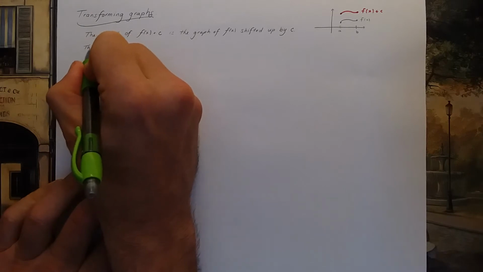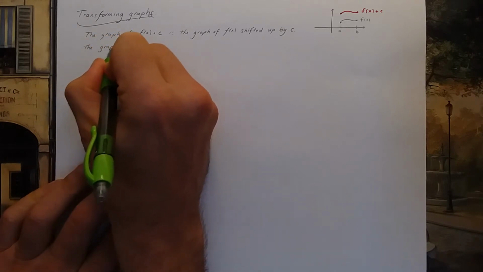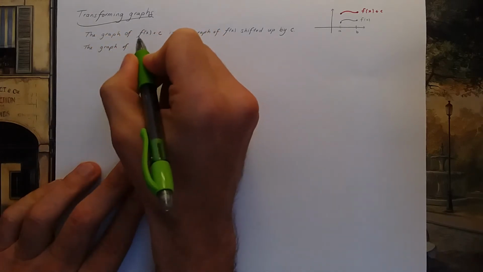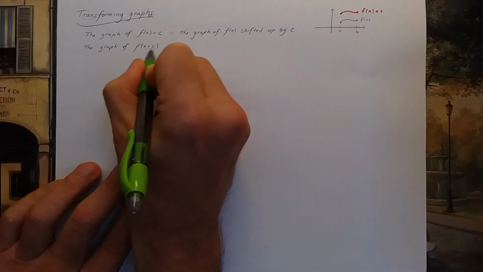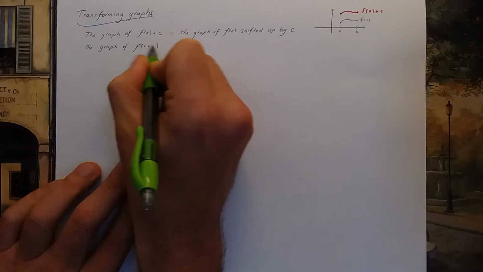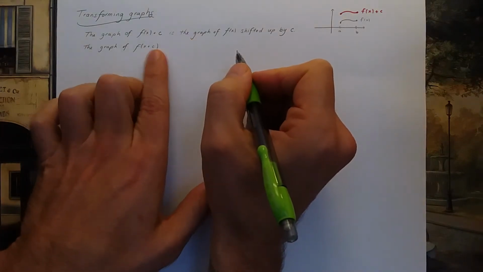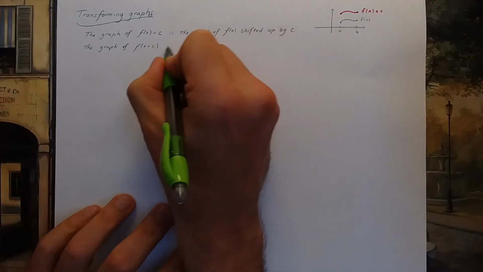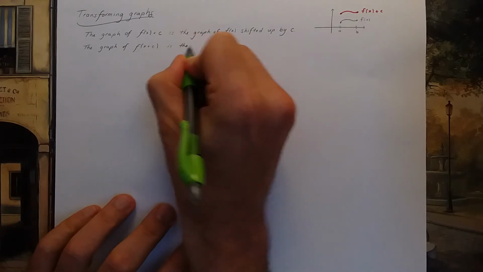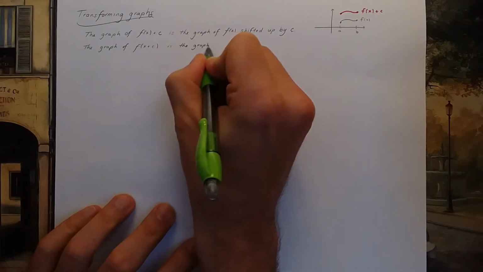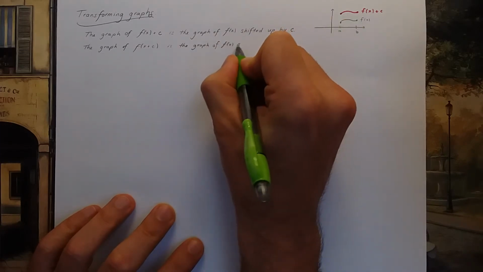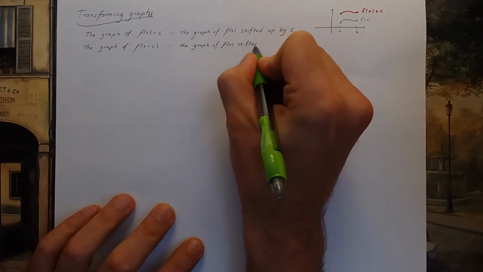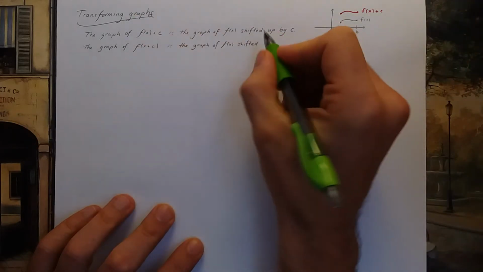Similarly, the graph of f of x plus c, here the argument of my function, what I'm plugging into the function is x plus c. This is the graph of f of x shifted to the left by c.